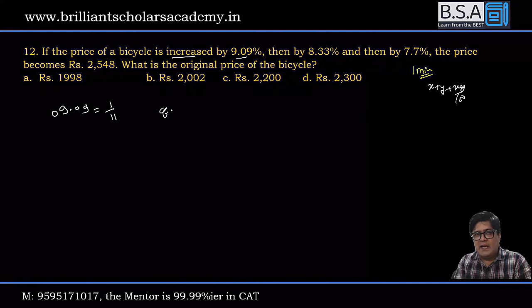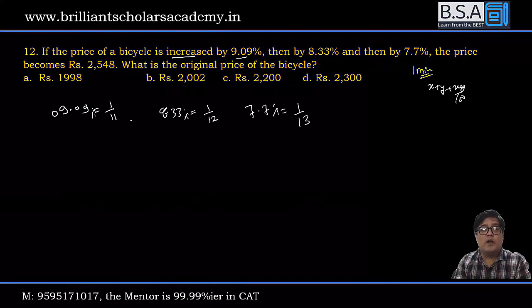What is 8.33? It is 1 by 12. As a percentage, it is 1 by 12. How much is 7.7%? 7.7 is 7.69. That is 1 by 30.